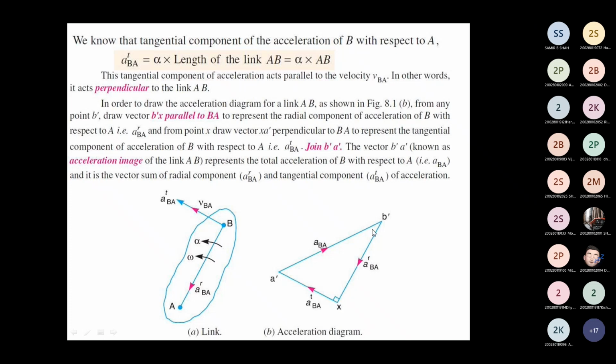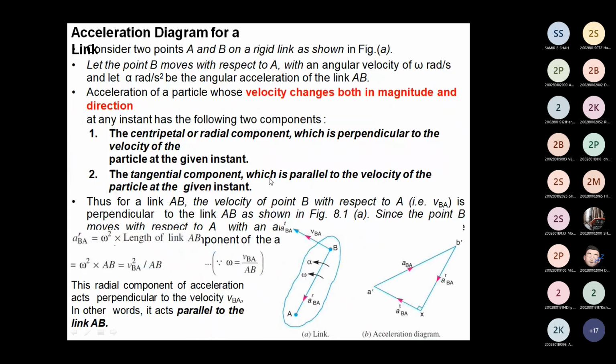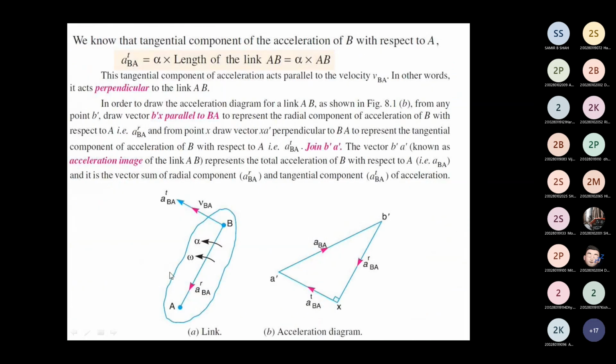Now we get the magnitude with the help of this equation, omega square into AB. Whatever the dimensions are, based on that we get this length. Now we already have the end point, and we already have the starting point.